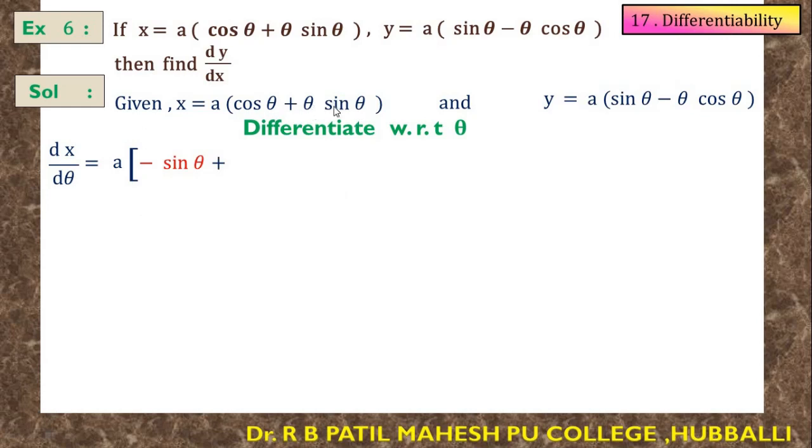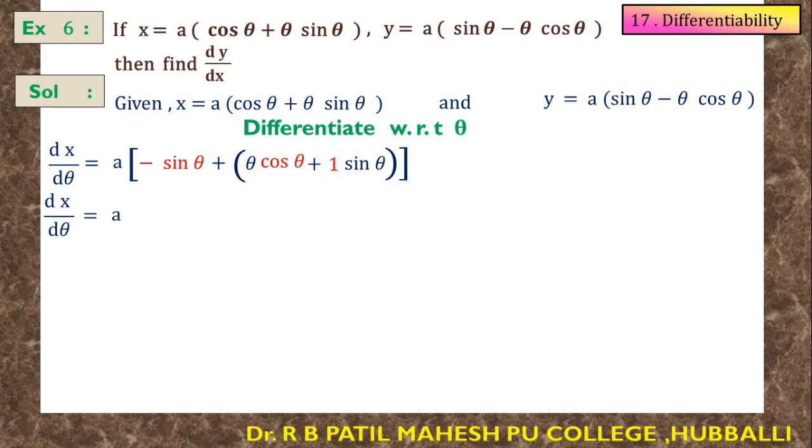now next is theta and sine theta, we have a product form. This product we have to differentiate using the product rule, that is keep one term as it is, that is theta as it is, differentiate sine theta, that becomes cos theta, plus now sine theta as it is, theta derivative is 1, and complete the bracket. So this is the product rule.